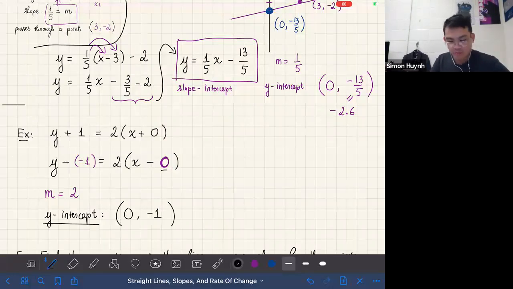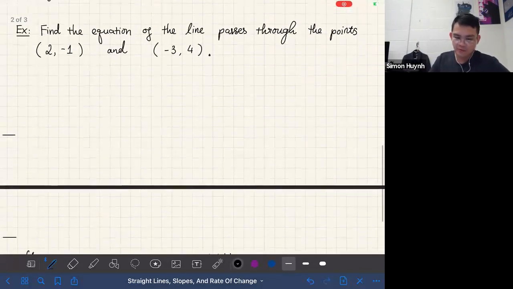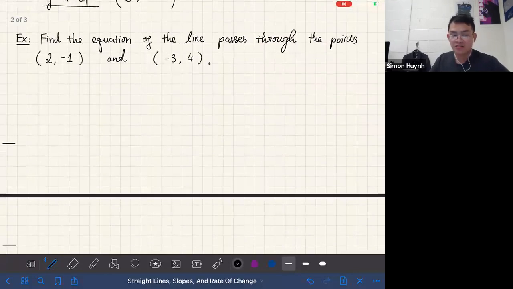We can also take a moment to draw the graph of this function, but I'll let you do that as an exercise. All right, let's look at another example here, and feel free to pause and try to work it out before I give you the answer. I would like you to find the equation of the line that passes through the points 2 comma negative 1 and negative 3 comma 4. So I give you 2 points on this linear function, and I want you to come up with the equation. How can we do this?